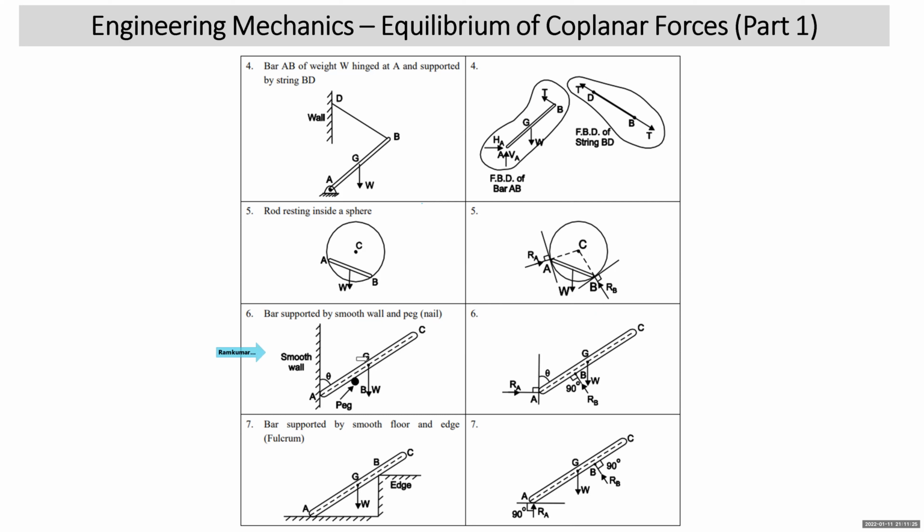Next example is we have a bar whose one end is resting on the smooth wall. In between, it is supported by a peg or a nail. You want to draw the free body diagram of this.